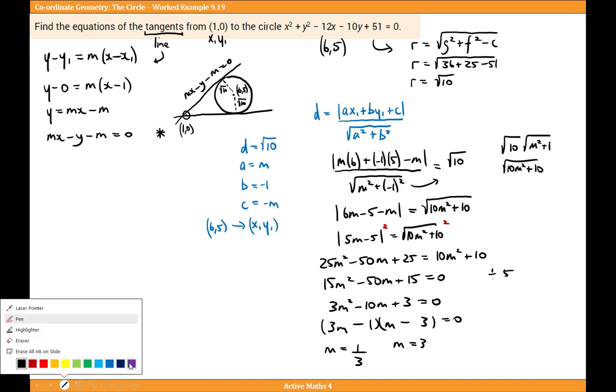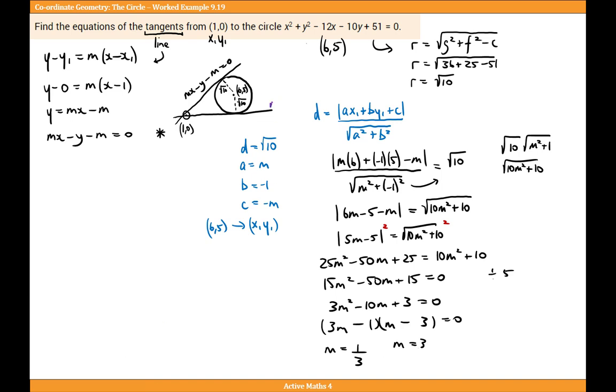So my two slopes, if I go back up to my sketch, so this slope was a third. Now I've drawn it a little horizontal, but the sketch is only just to get an idea. And then this slope is 3. And so to finish, the question isn't to find the two slopes, though we do need that. The question is, what are the equations of the tangents?